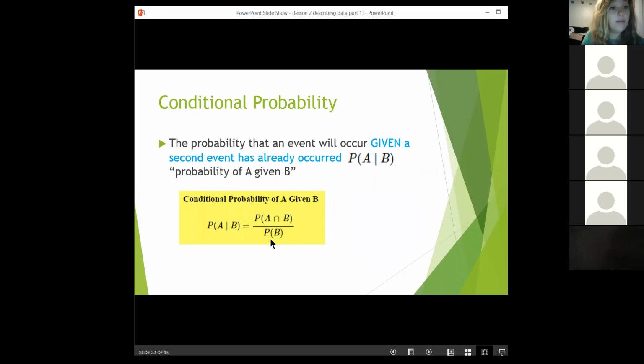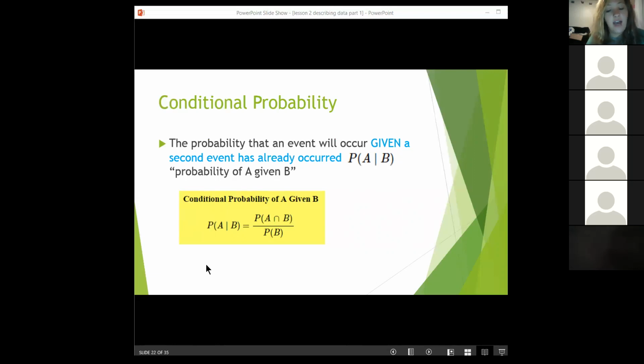Okay. Conditional probability. We have two different probabilities here, but they're relying on one another. So the way you read P(A|B) is the probability of A given B. The definition of conditional probability is the probability that an event will occur given a second event has already occurred. So something needs to happen before the next event occurs. So that's conditional. There's a condition that needs to happen before the other one occurs. And this equation here is just how you would find a conditional probability if you're given this information.